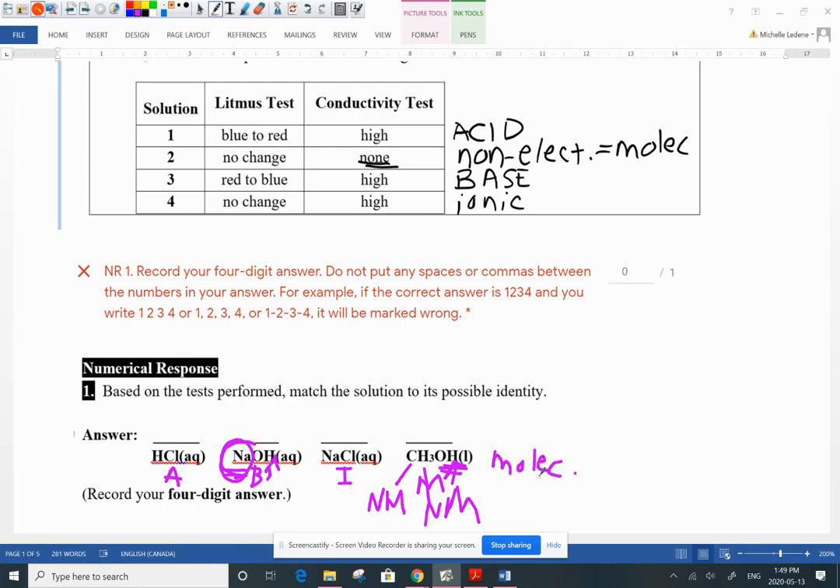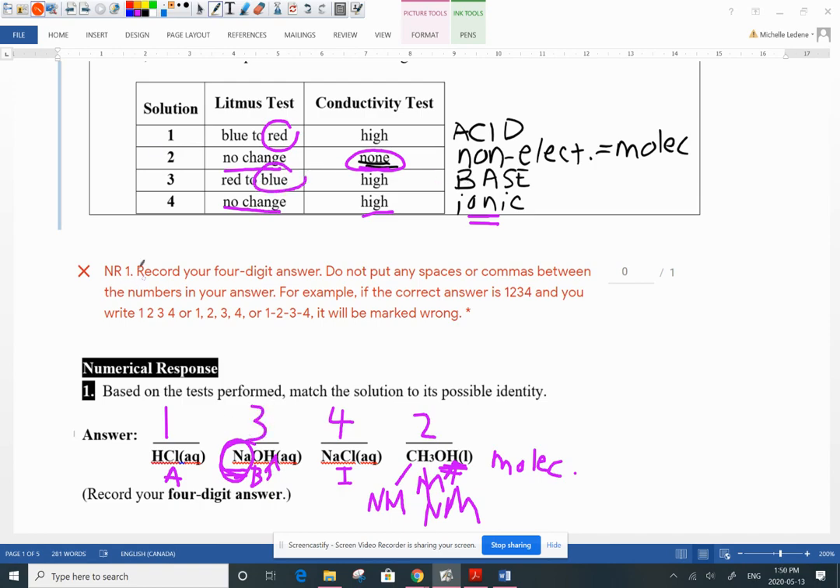So because they're molecules, they're non-electrolytes. They have no conductivity. So that explains why methanol, ethanol, any alcohol is a molecular compound that will not conduct electricity. So he doesn't change litmus. Another guy who doesn't change litmus but yet is highly conductive. Why is that? Because he's ionic. And so that has to be the sodium chloride made of sodium ions and chloride ions. And then looking at litmus, if blue goes red, we know it's an acid. So there's our acid. Red goes blue, we know it's a base. And so that's number 3.